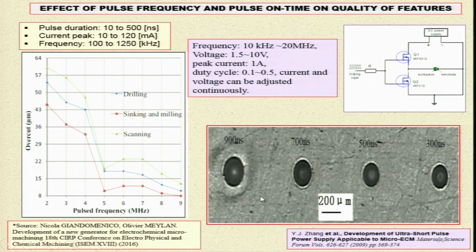Now, you can see here, this is 900 nanosecond, this is 700 nanosecond, this is 500 nanosecond and this is 300. So, you can see with this change you are getting different characteristics of these dimples that you have created over here.